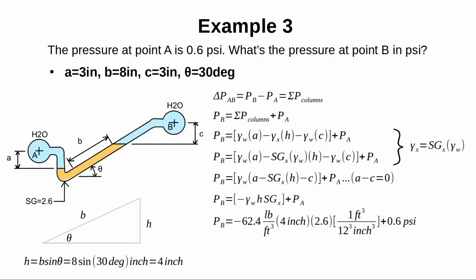Remember, be very careful with unit conversion factors. Make sure you're comfortable checking them and making sure you're getting the right final unit. Our final answer for the pressure at point B is 0.224 psi.